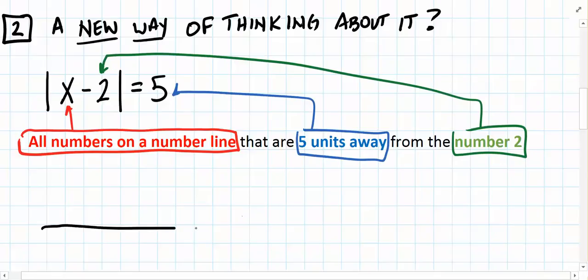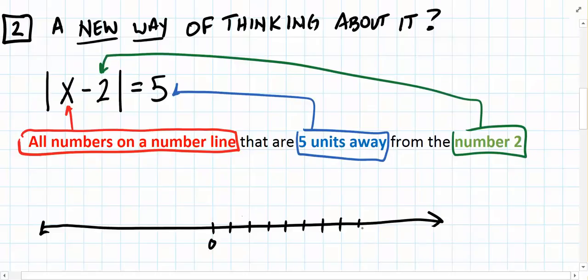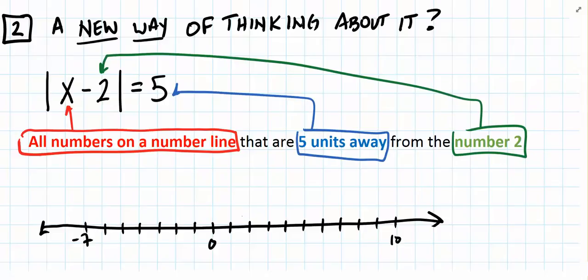The statement says all numbers on a number line that are exactly 5 units away from the number 2. Okay, well, let's put 0 here. Here's 1, here's 2, 3, 4, 5, 6, 7, 8, 9, and 10. There's 10. Here's negative 1, negative 2, negative 3, 4, 5, 6, 7. Here's negative 7. Should be okay with this. So let's go to the point in question.